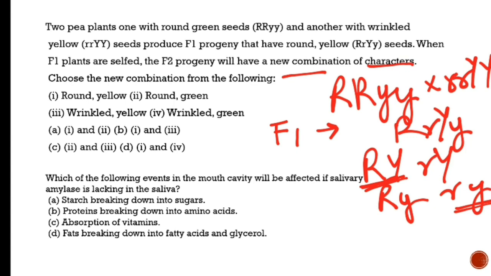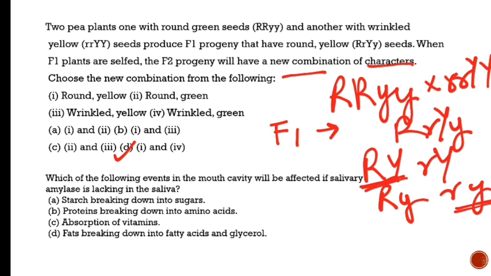So here the options 1 and 2, round yellow, round green, is wrong. 1 and 3, round yellow and wrinkled yellow, this is also wrong. Round green and wrinkled yellow, that is also wrong. So the last option, 1 and 4, round yellow and wrinkled green, will be the right answer.